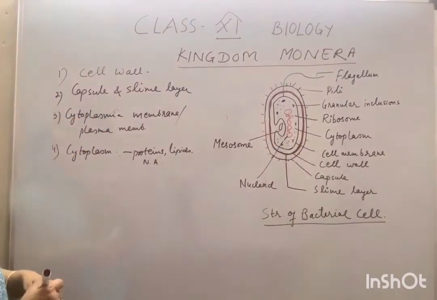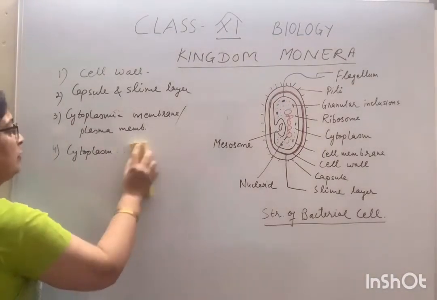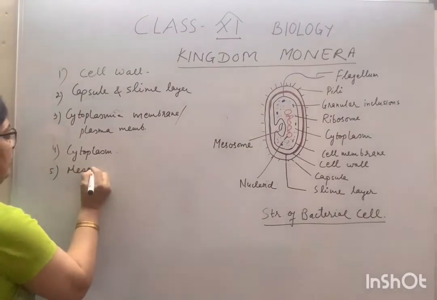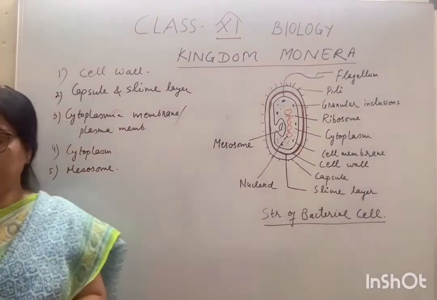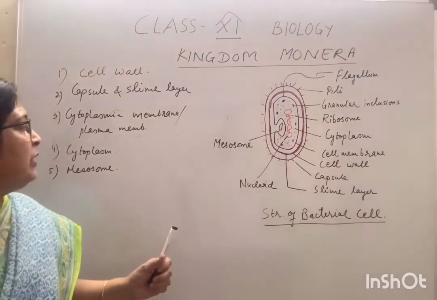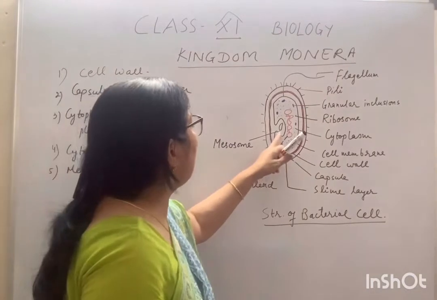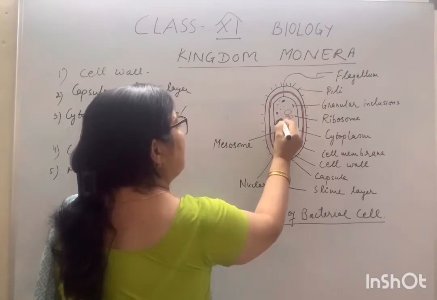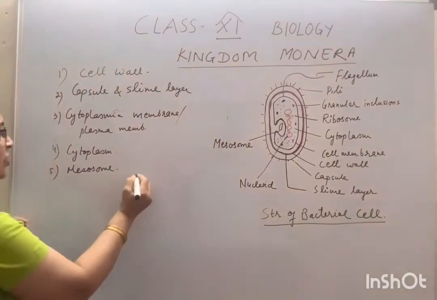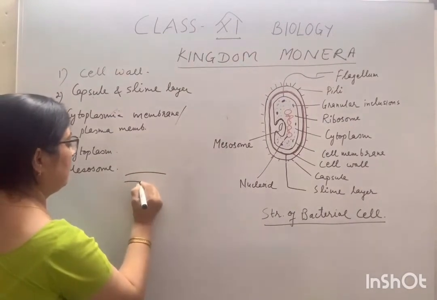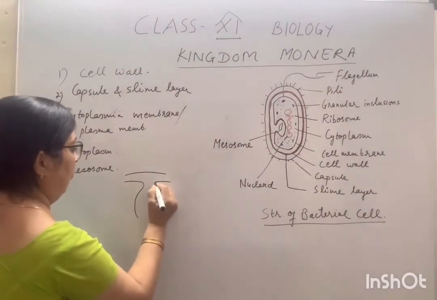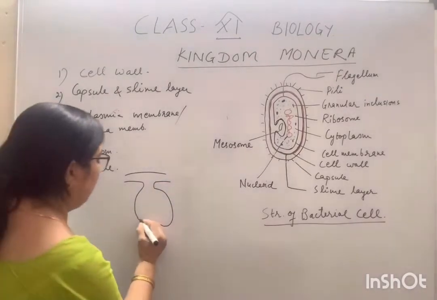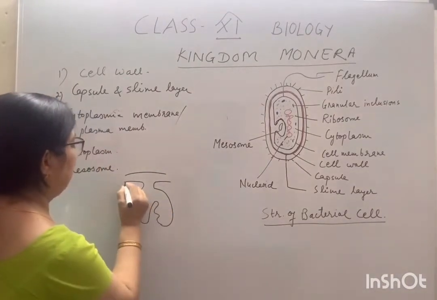ठीक है. Now next, after cytoplasm, next is mesosome. As you can see in the diagram, mesosome is the extended part of the cell membrane. You can see here, this is the extended part. If you see the structure of mesosome, you will find it is the extended part of the cell membrane.